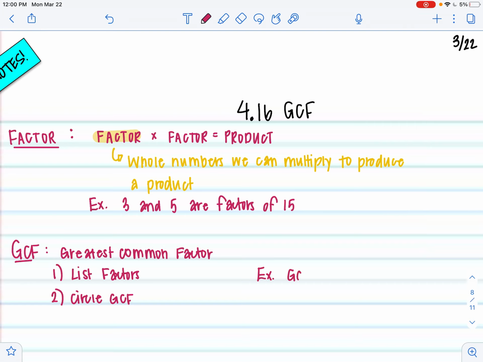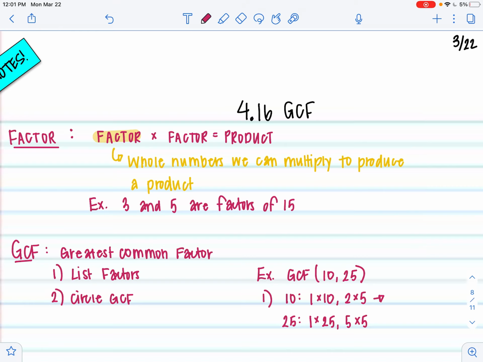Let's say you're looking for the GCF of 10 and 25. Step one is to list all the factors of 10 and 25. I know that 1 times 10 is equal to 10. I know that 2 times 5 is equal to 10. For 25, I know 1 times 25 is 25, and I know that 5 times 5 is 25. So there aren't too many factors of these numbers.